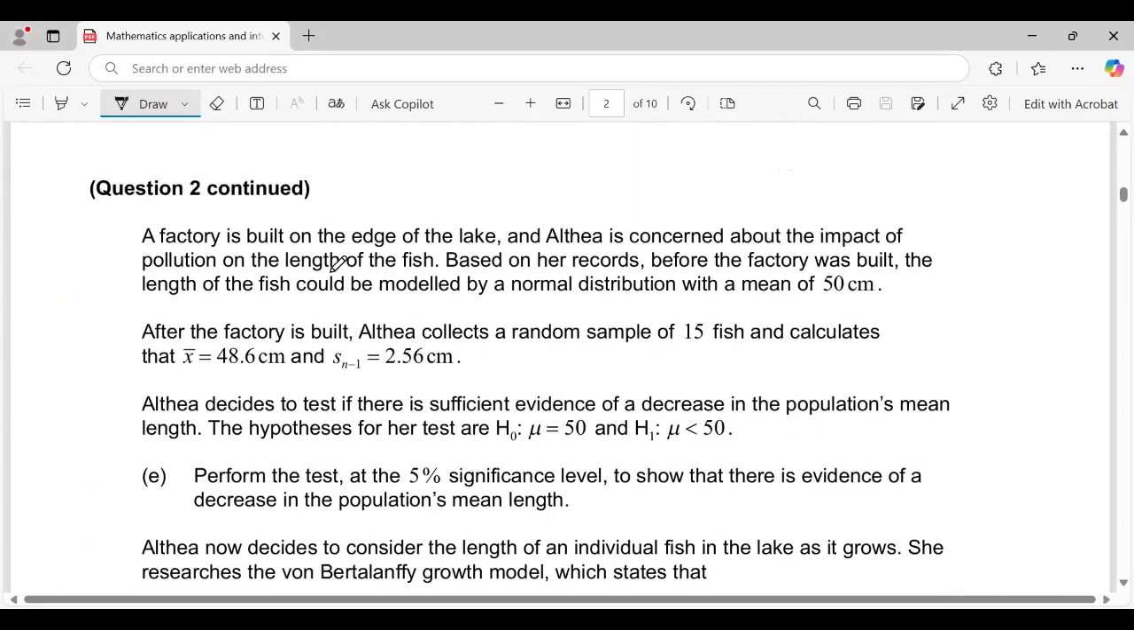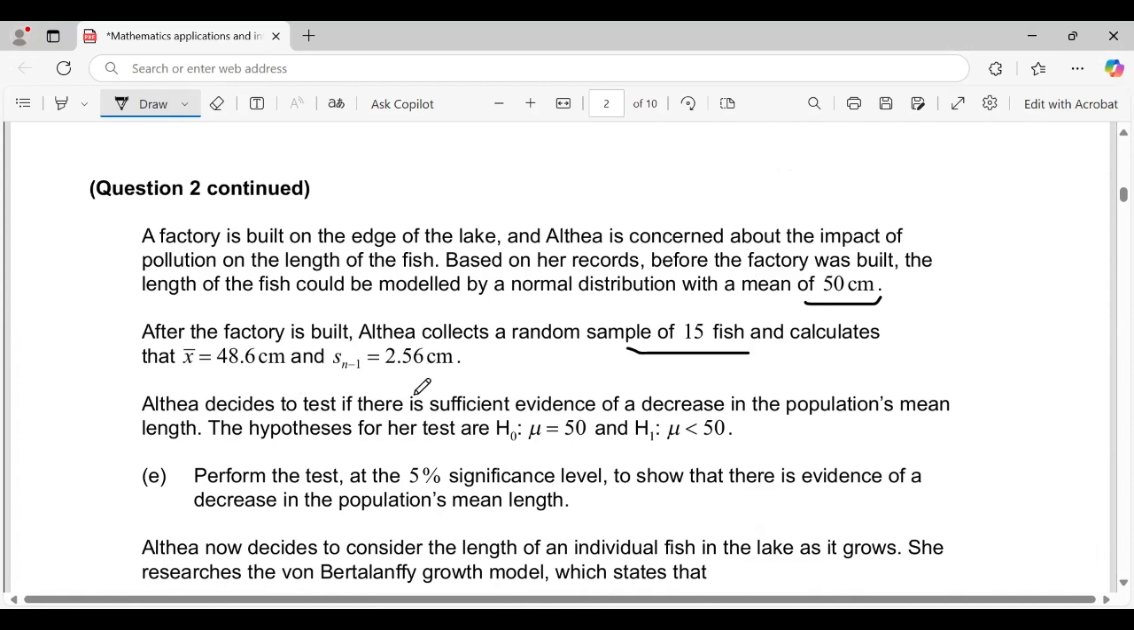A factory is built on the edge of the lake, and Althea is concerned about the impact of pollution on the length of the fish. Based on her records before the factory was built, the length of the fish could be modeled by a normal distribution with mean 50 centimeters. After the factory is built, Althea collects a random sample of 15 fish and calculates that the mean is 48.6 and the sample standard deviation is 2.56 centimeters.